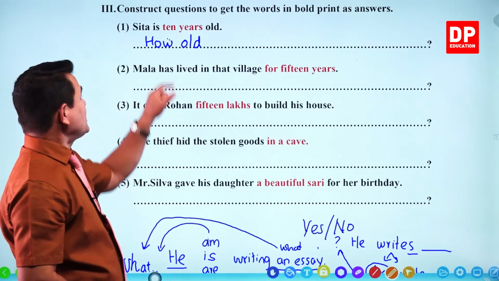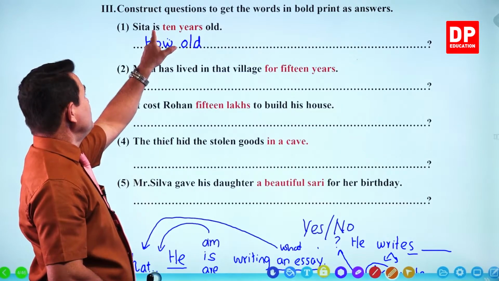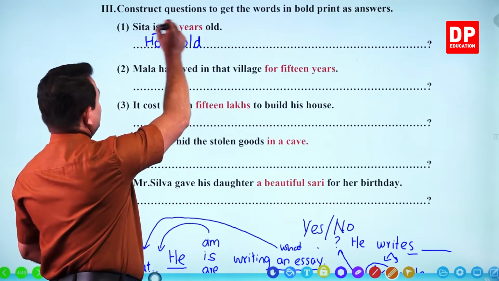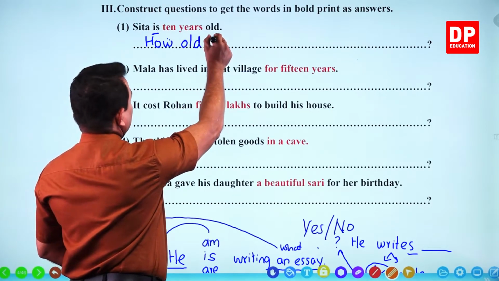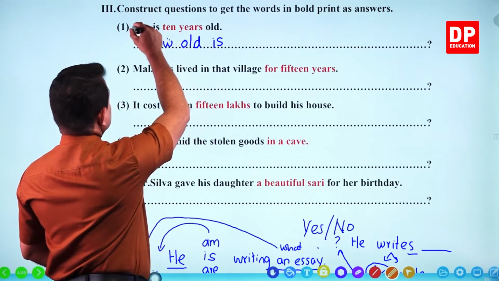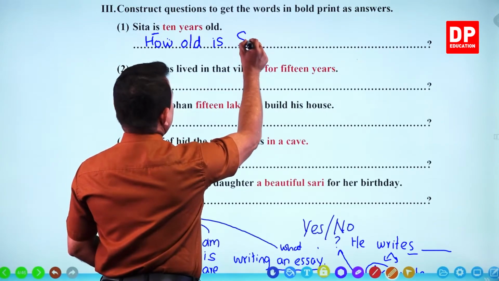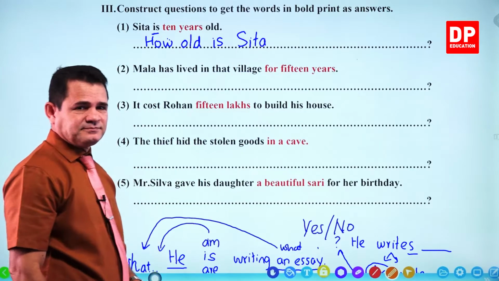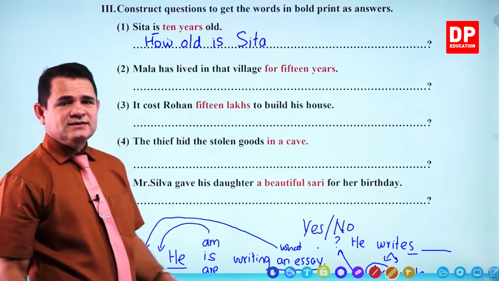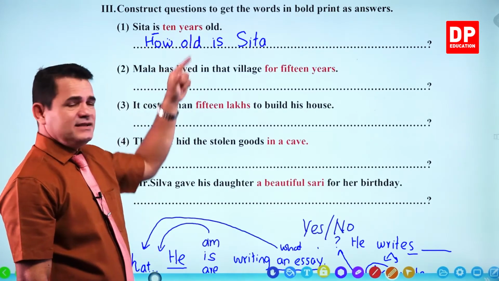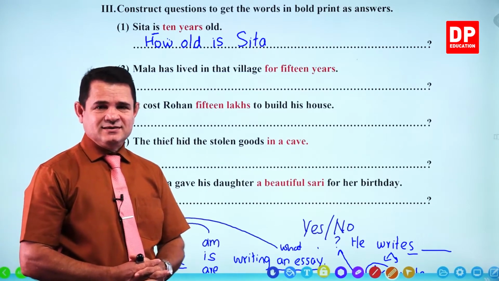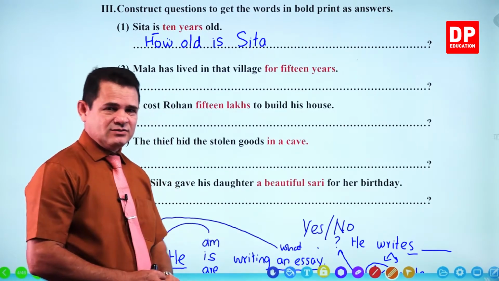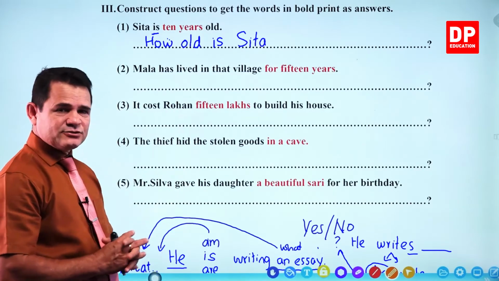Then to make the question, as we learned, we bring this WH word and this verb to the front. So next comes is. How old is, then Sita, question mark. How old is Sita? Answer, 10 years. Very simple. What we discussed earlier is very important. Look at this next one.